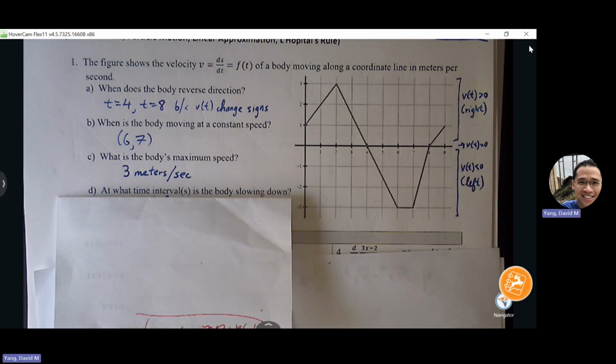At what time interval is the body slowing down? So speeding up and slowing down, this is where we have to compare what? Velocity and acceleration, right? If one is positive and the other is negative, then we know that speed is decreasing.